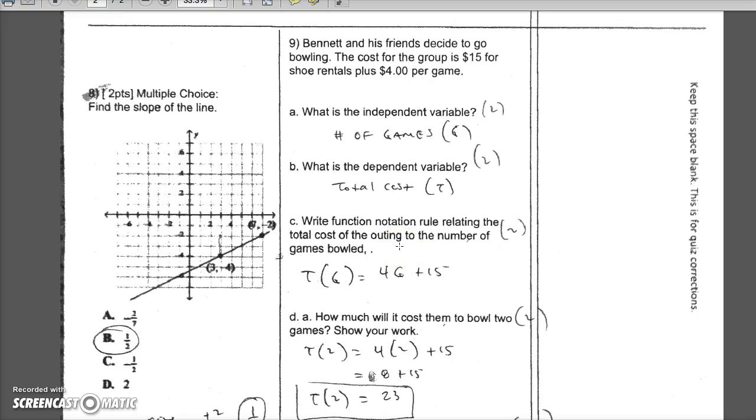Write a function notation relating the total cost of the outing to the number of games played. Well, T for total cost is a function of G, how many games you guys play, is equal to $4 per game plus $15. So there's my function.